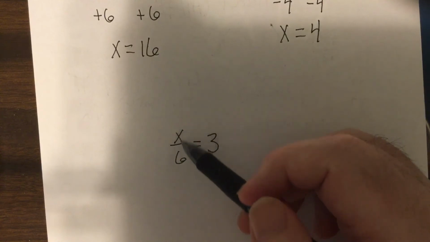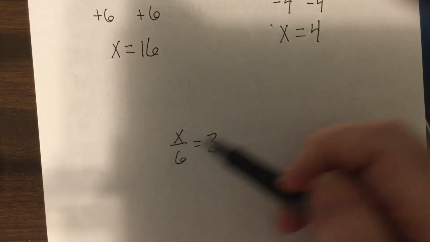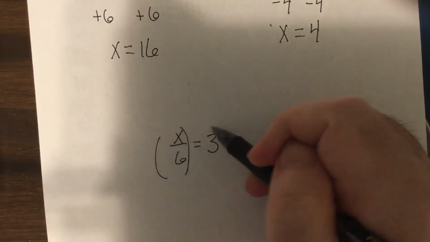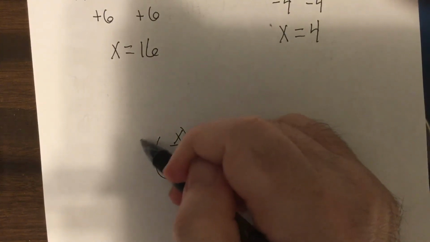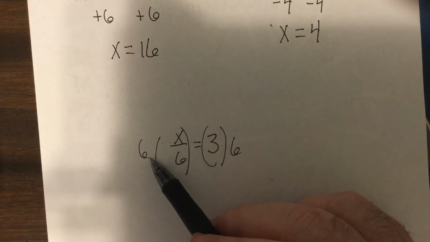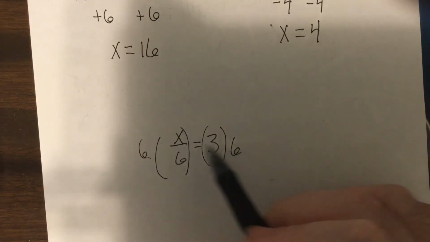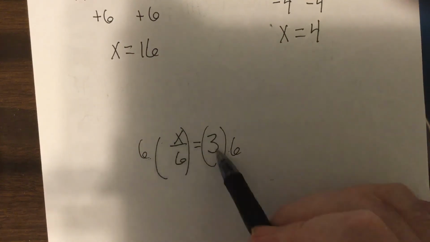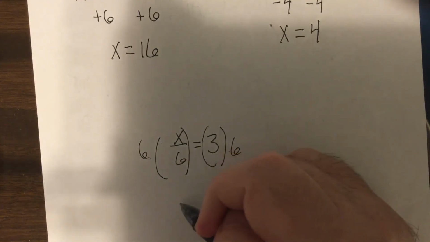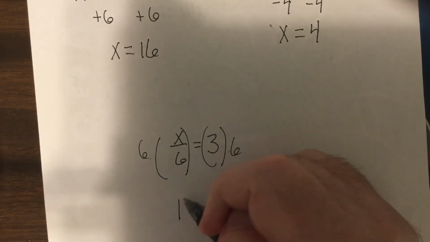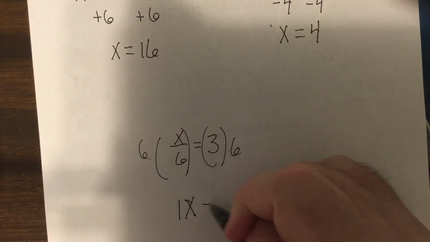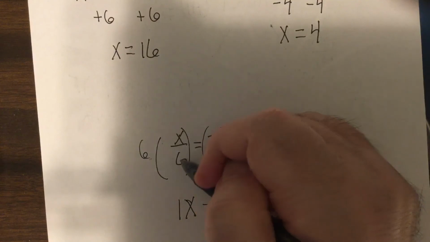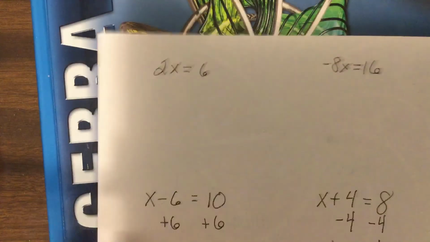Here, I'm dividing by 6, so I'm going to multiply both sides by 6. And remember, I can do pretty much whatever I want as long as I do it to both sides. Now, you have to be careful with variables, but with numbers, you can do just about anything, as long as you do it to both sides. So this would be 1x, or you could just put x. 3 times 6 is 18. 18 divided by 6 is 3.